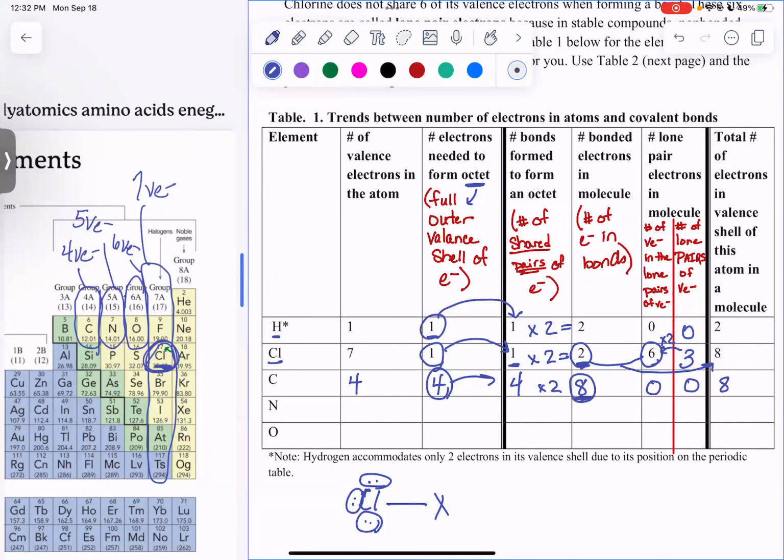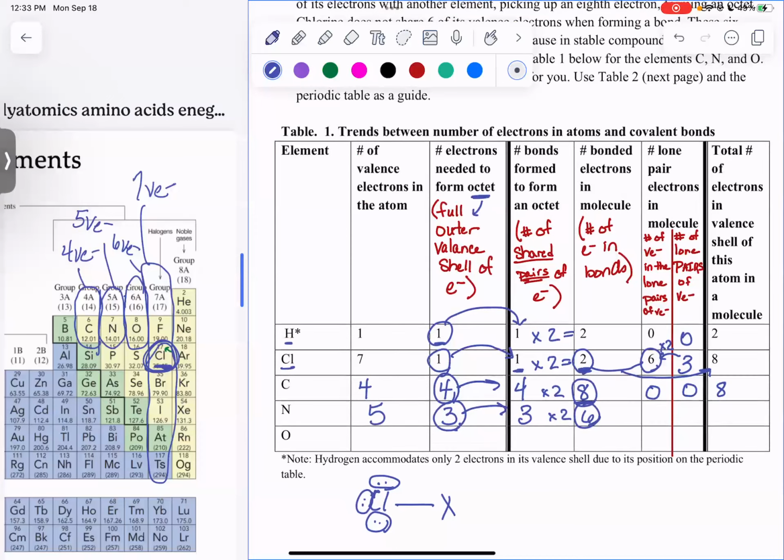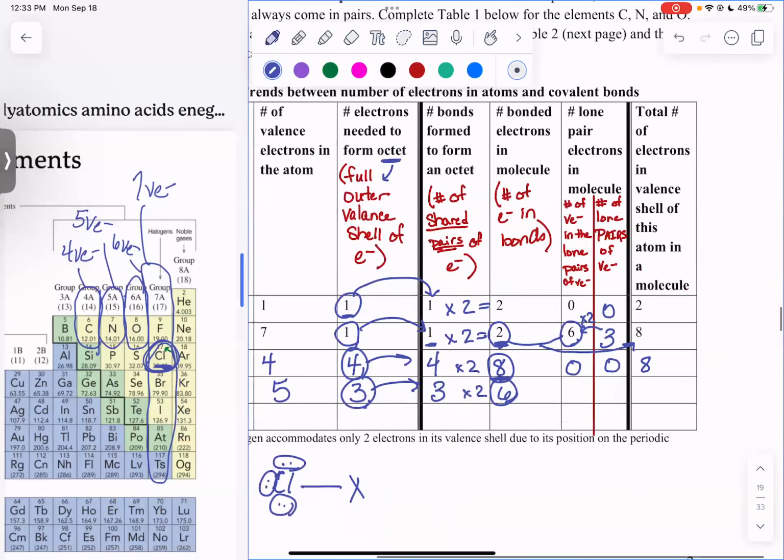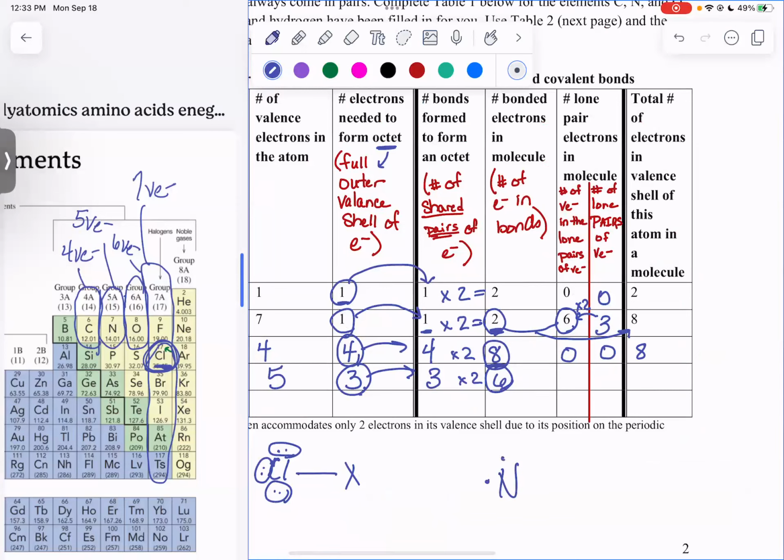Okay, nitrogen. Nitrogen has 5 valence electrons, group 5A. It needs 3 more electrons to have a complete outer octet. If it needs 3 more electrons, it's going to make 3 bonds times 2 gives me 6 electrons. I know I need a total of 8. So where are those other 2 electrons? And you can prove it to yourself. Nitrogen, right? 1, 2, 3, 4, 5 electrons. It's going to make 1, 2, 3 bonds. So then how many lone pairs are left? 1. How many electrons are in those lone pairs? 2. 6 plus 2 gives me 8.